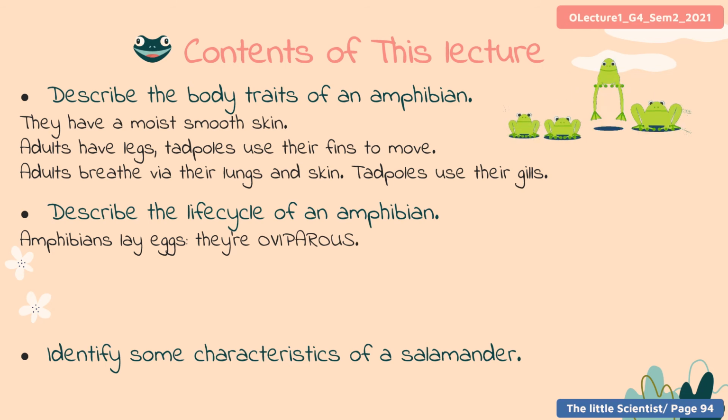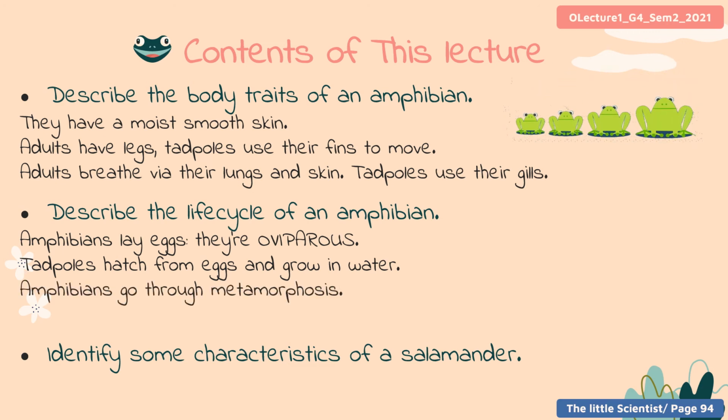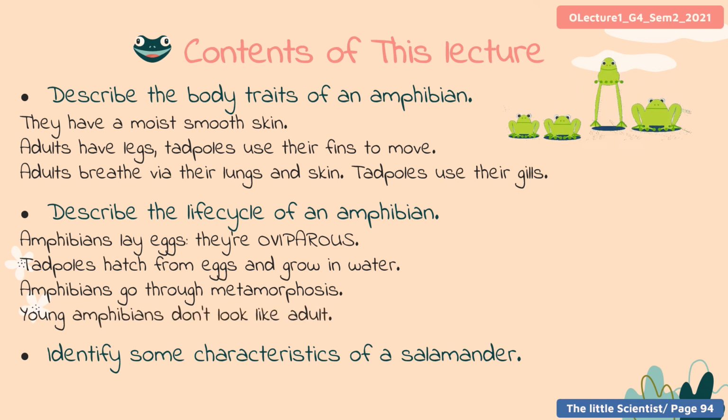Amphibians lay eggs. They are oviparous. Then tadpoles hatch from these eggs and grow in water. Tadpoles grow into adult frogs and they go through a change called metamorphosis. Baby amphibians do not look like big amphibians.